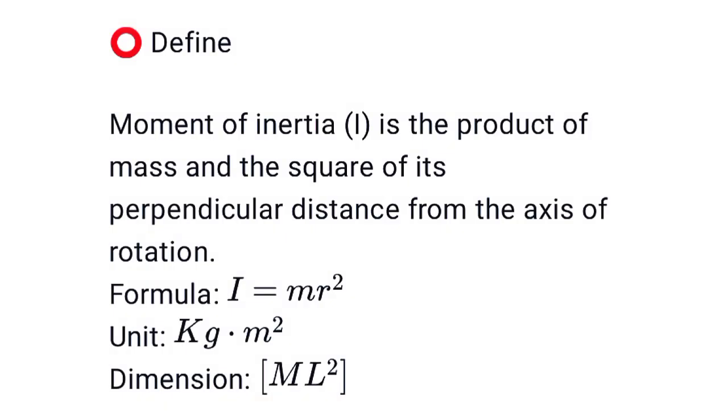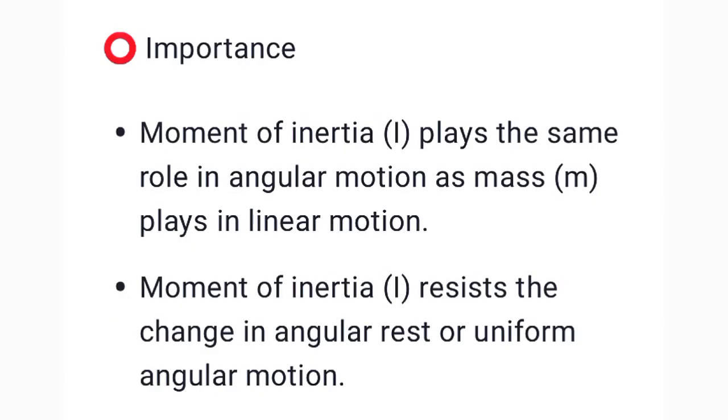Moment of inertia. Define. Moment of inertia, I, is the product of mass and the square of its perpendicular distance from the axis of rotation. The formula is moment of inertia, I, equals mr². The unit is kilogram meter square. The dimension is ML².